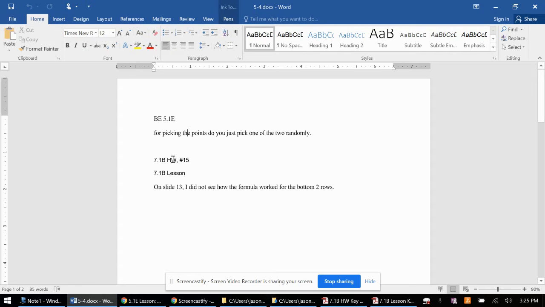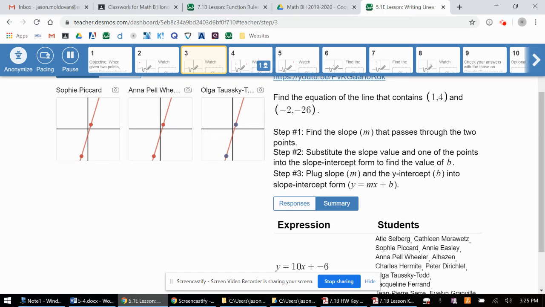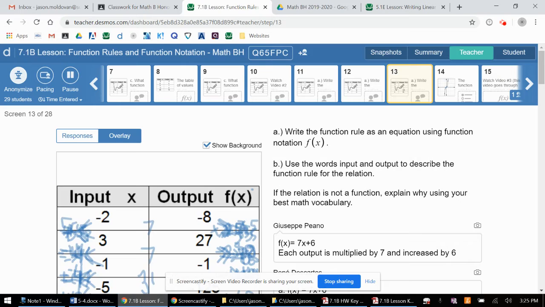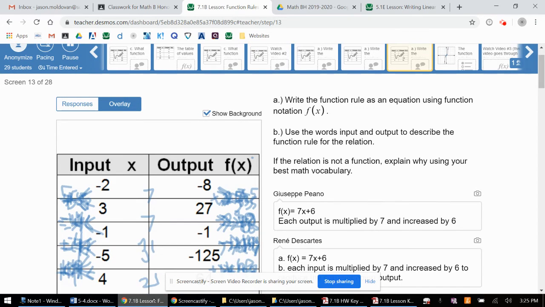Next, we're going to go to Math B Honors, and we're going to look at the 7.1b homework and the 7.1b lesson. I'm going to go with the lesson first. In the 7.1b lesson, there was a question about this problem. And in fact, if you look at most of these answers, the top few are actually incorrect.